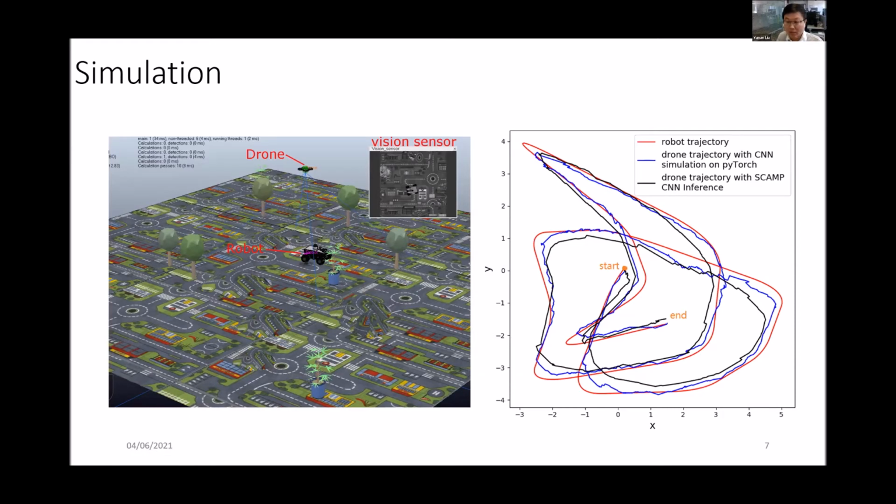There are three paths. The first one is the preset rule trajectory as the ground truth, and then the drone tracking trajectory with the convolutional neural network on PyTorch guidance, because on PyTorch there are no errors. And then the third one is the drone tracking trajectory with the guidance from the SCAMP CNN inference, just for a comparison between the ground truth simulation in PyTorch and the real implementation on SCAMP.